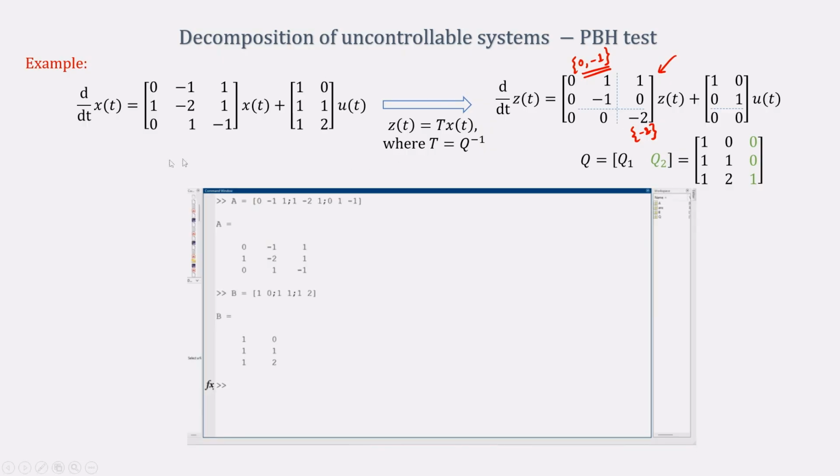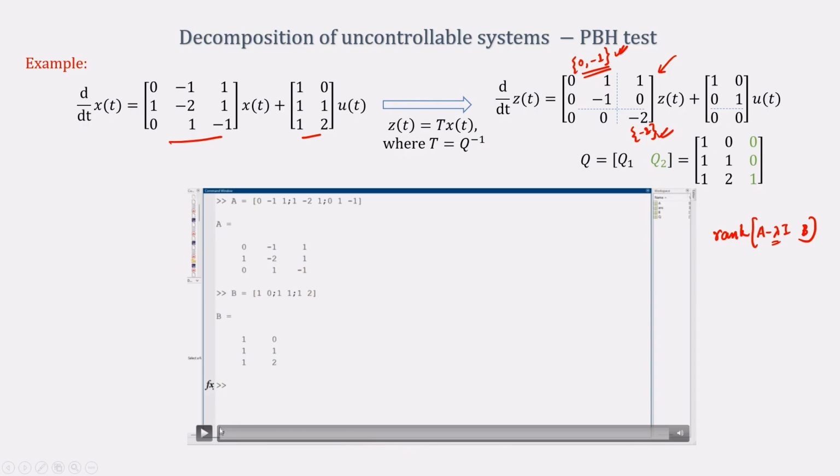So, we can check. I have taken the A and B matrices here. Now, I will go ahead and check the rank of [A minus lambda I, B]. This is the A and B matrix that I have chosen, and for lambda, first I will choose from here, and then I will choose from here. If I start with -1, let us see. The rank of [A minus (-1) I, B] will give me 3.